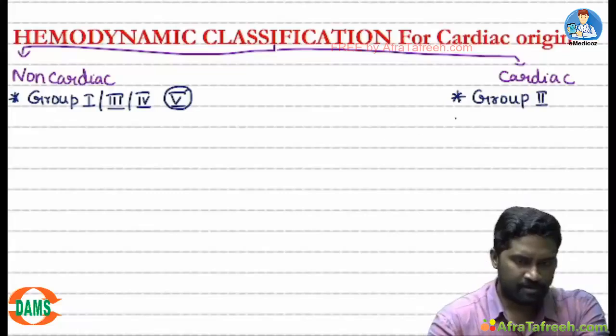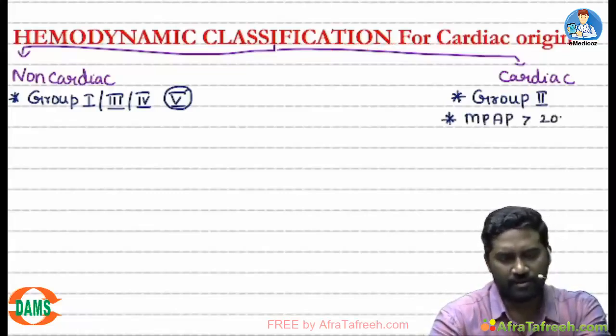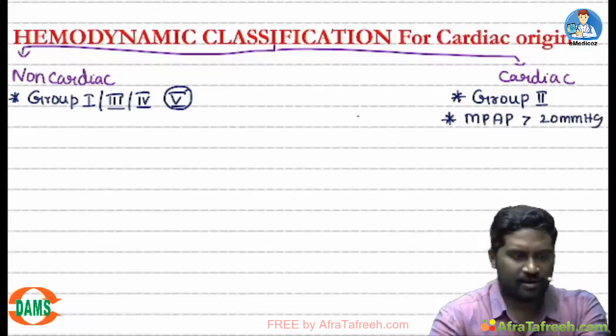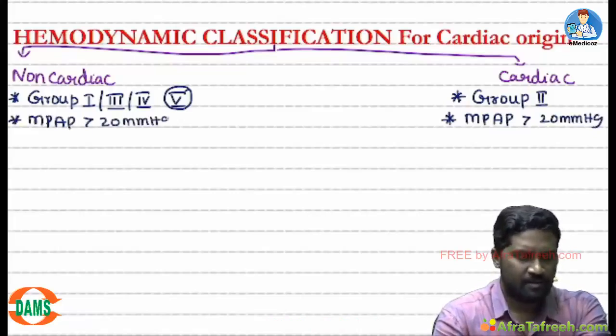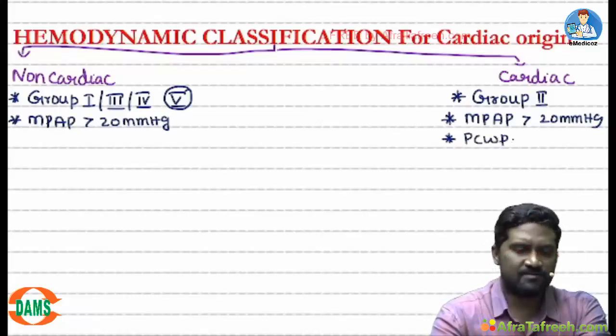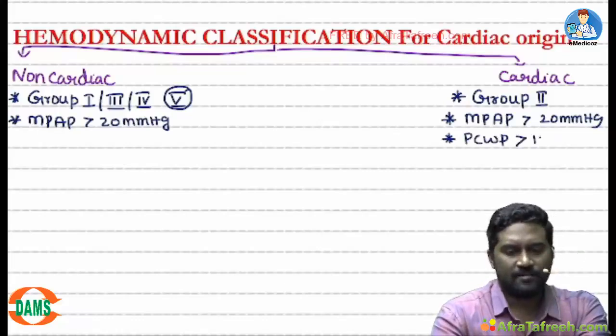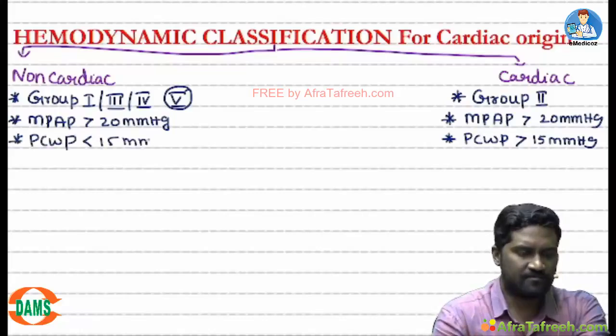Now what are the important features of cardiac? It is a pulmonary hypertension, so MPAP will be elevated more than 20 mmHg. In non-cardiac, here also MPAP will be elevated more than 20 mmHg. Then what is the difference? Because it is due to left heart disease, PCWP will be elevated more than 15 mmHg. Here, because there is no left heart disease, PCWP will be less than 15 mmHg.